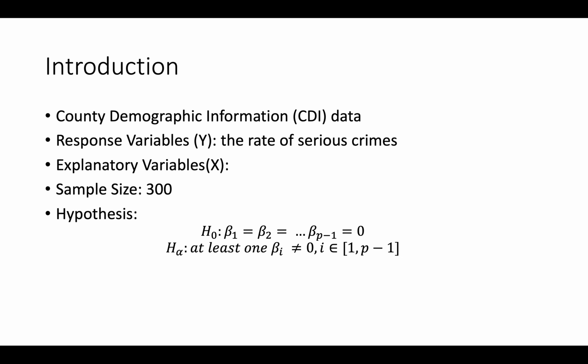The project aims at the CDI dataset, and the goal is to find the relationship between the response variable, the rate of serious crimes, and other features from the dataset. The sample size is 300, and my hypothesis test is for the standard multiple linear regression model, to determine whether at least one of the betas is not zero.